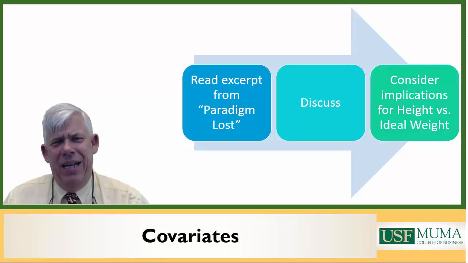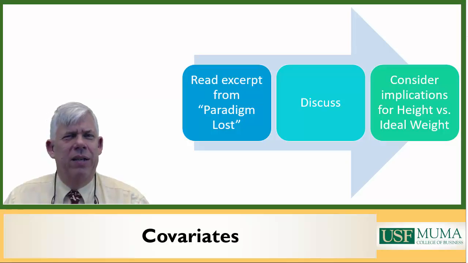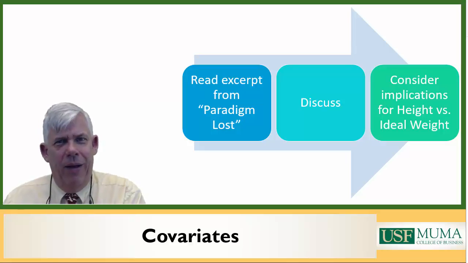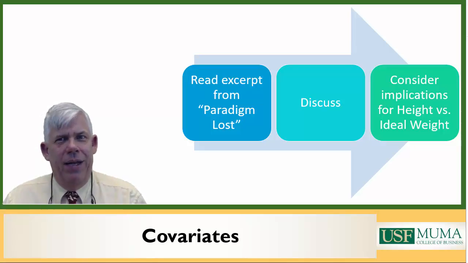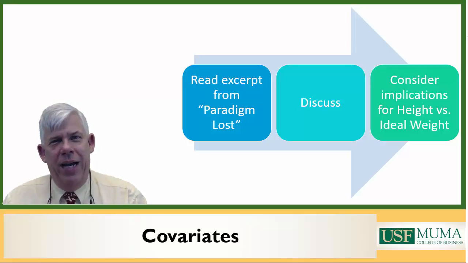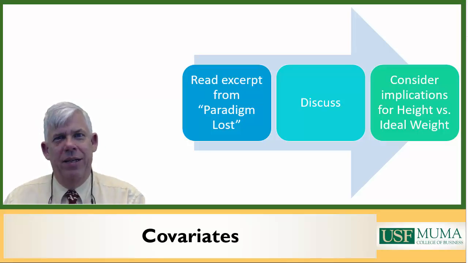But to make that a useful question, what we need to do is adjust for height, because we know that taller people tend to have a higher ideal weight than shorter people. And if women are on average a little shorter than men, then it would not be surprising at all if they had a lower ideal weight. But what we're really interested in is testing the difference in gender, controlling for the height. And so height in that case becomes a covariate.